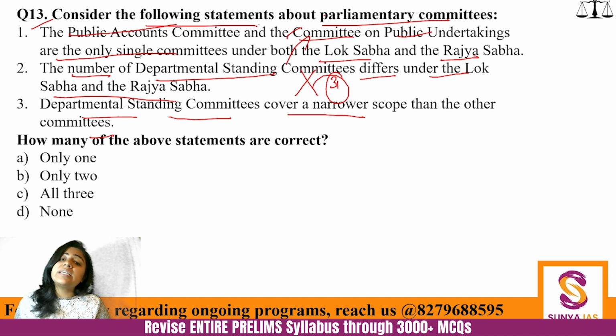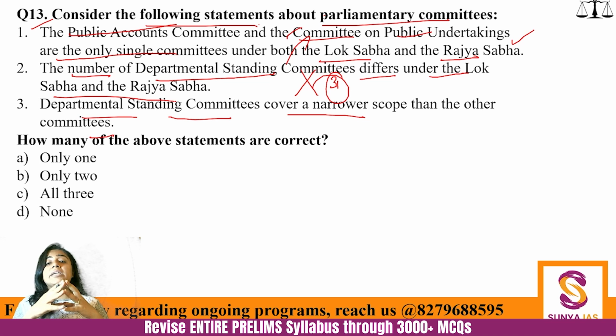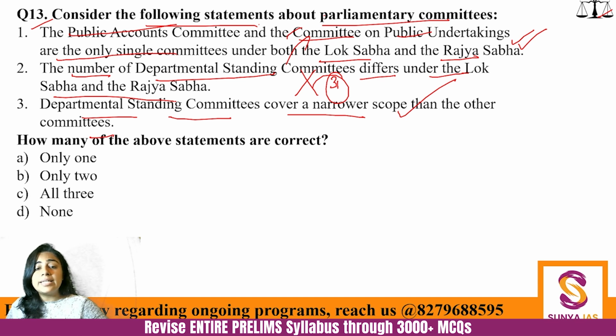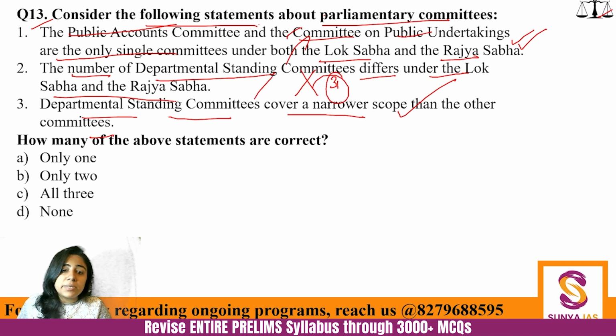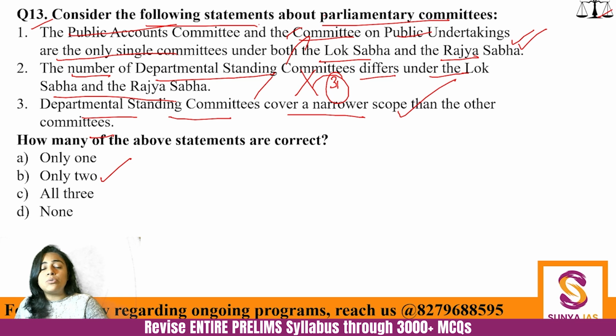The first one is actually correct. From the financial committees, the estimate committee only has members from Lok Sabha, right? So public account committee and public undertaking committee are the only two committees under both Lok Sabha and Rajya Sabha. So this is absolutely correct. And even the third statement is correct, that department standing committees have a narrower scope. I already told you about this, that they have a narrower scope as compared to the financial committees, etc. So here only two statements are correct. I hope you will be able to understand why.